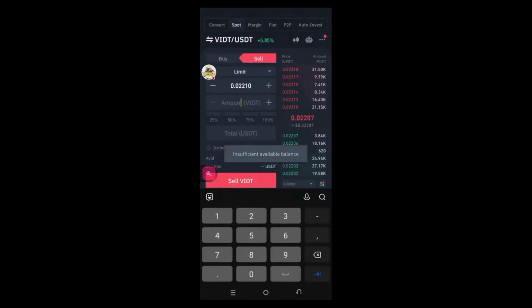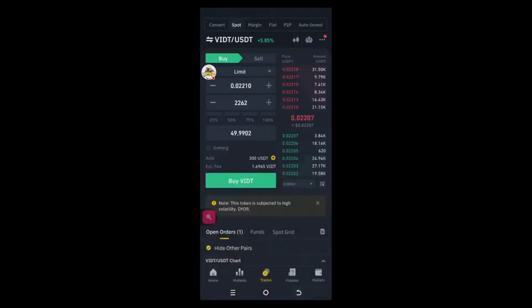So let me pick it. I'll pick it. Oh, sorry. I'll pick the higher price. And let's buy $50 worth. Let's buy it. Done, obviously. You can see the price automatically changes to 2210.